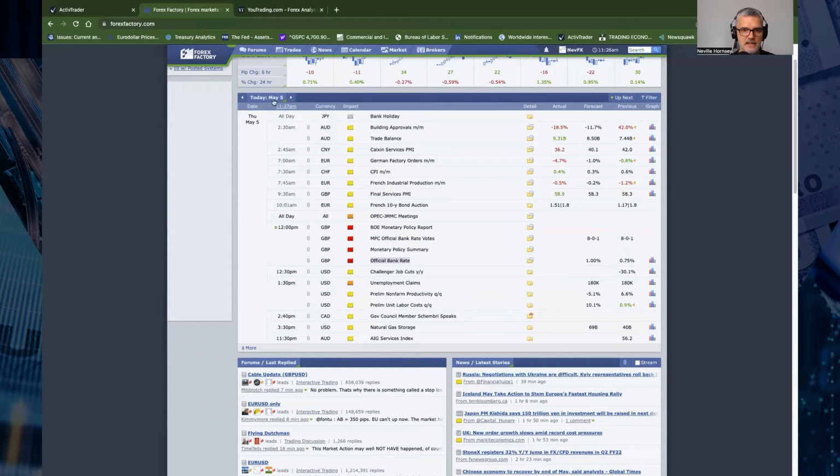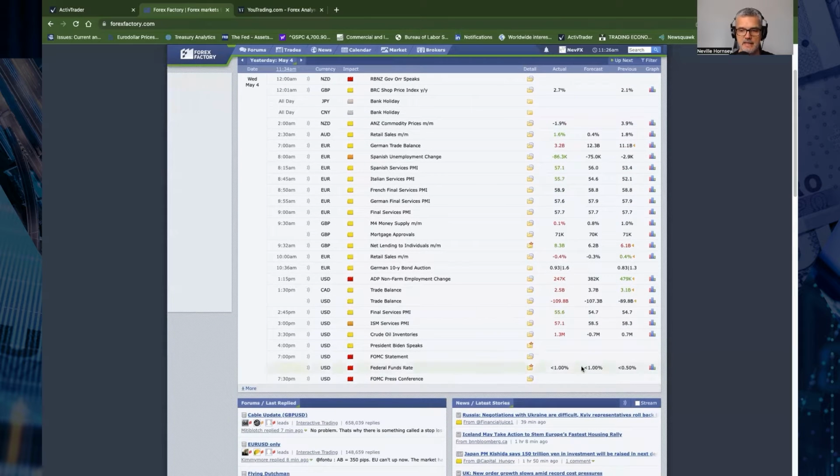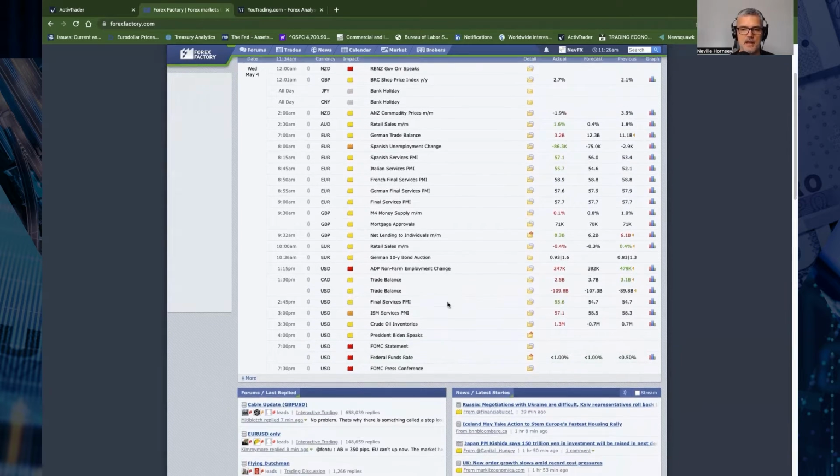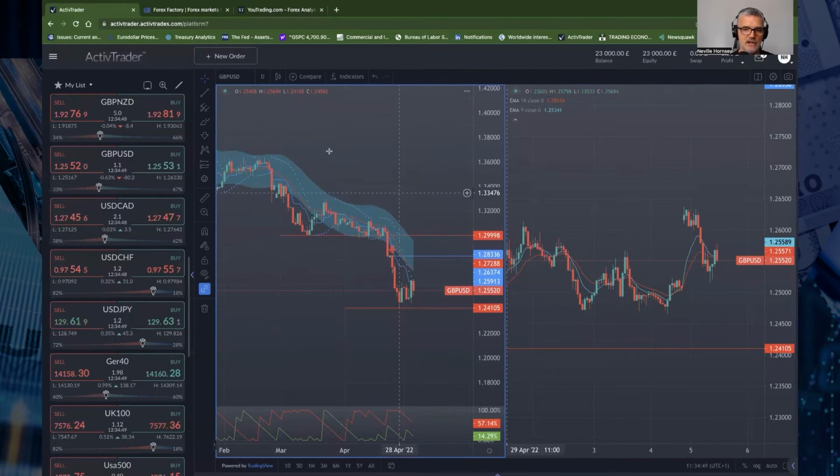Last night, we had the FOMC come out with their rate hike. They went up by 50 basis points as expected. Some market participants had been looking for a 75 basis point rate hike, didn't get that, and then we had quite a major US dollar sell-off. We had a rally in the equities, and we're back here on the daily chart of the pound versus US dollar, and you can see last night's close was very bullish.